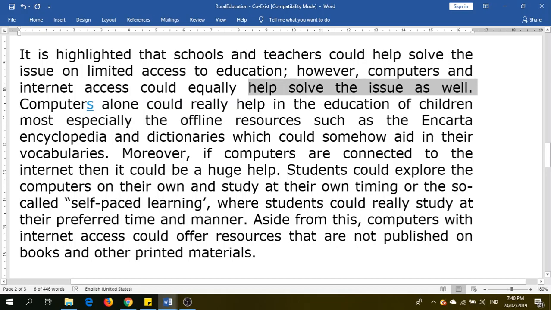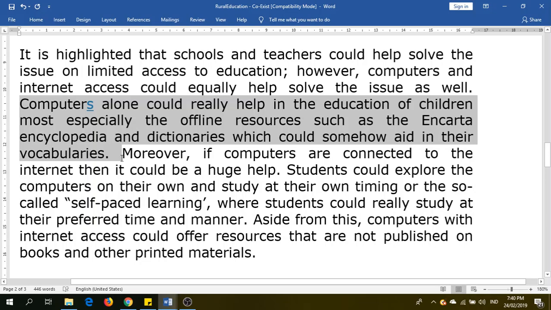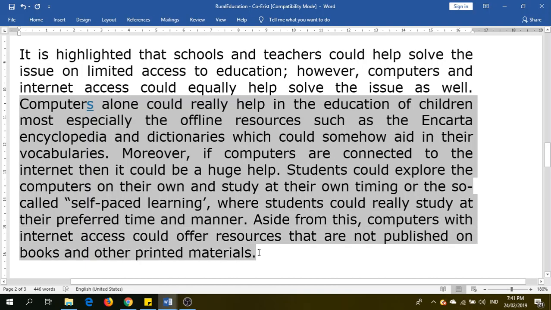Computers alone could really help in the education of children, most especially the offline resources such as the Encarta Encyclopedia and dictionaries, which could somehow aid in their vocabularies. Moreover, if computers are connected to the internet, then it could be a huge help. Students could explore the computers on their own and study on their own timing, or the so-called self-paced learning, where students could really study at their preferred time and manner. Aside from this, computers with internet access could offer resources that are not published in books and other printed materials.